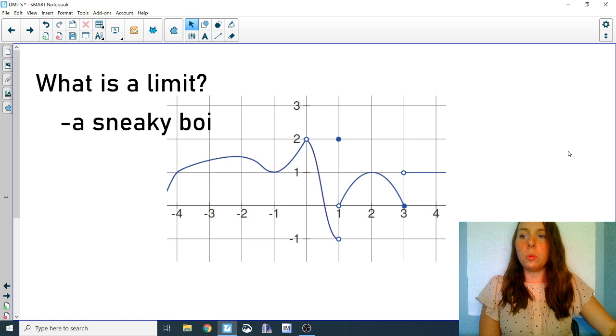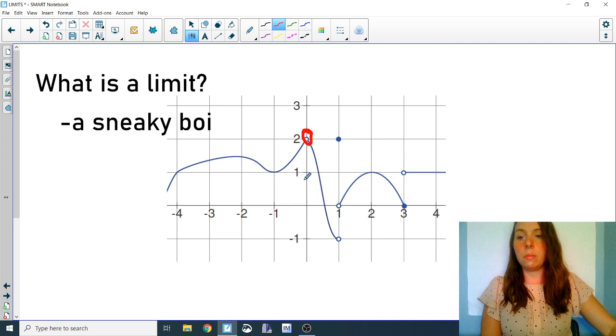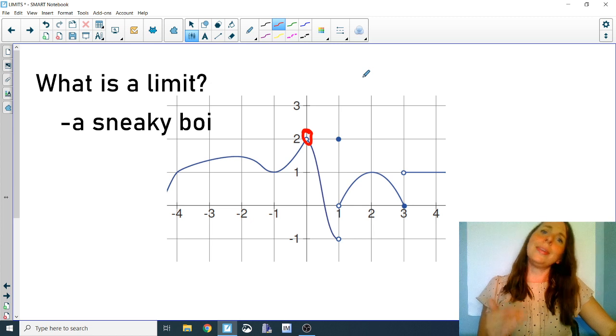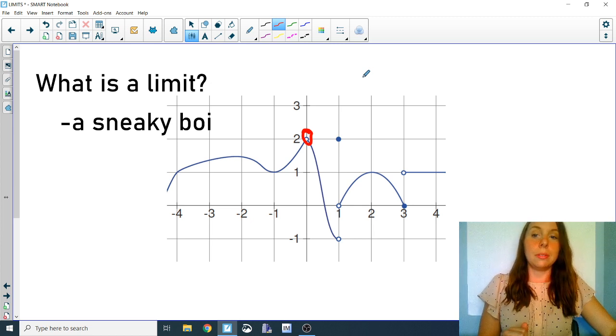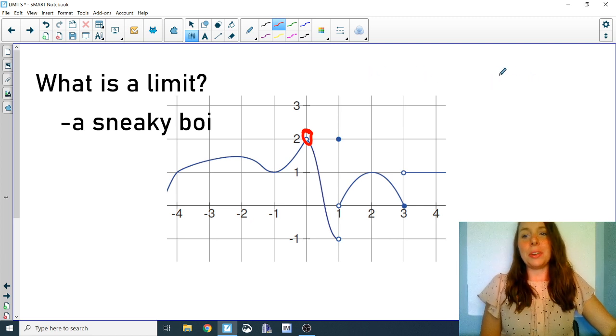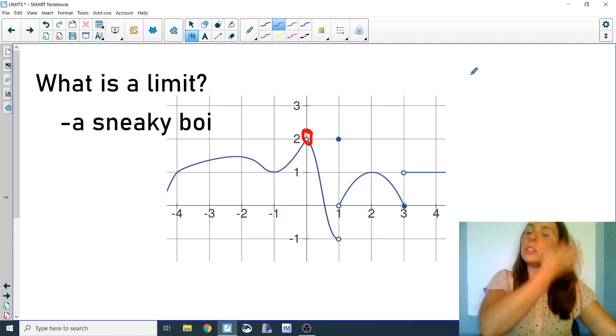Okay, this is more me. What is a limit? It is a sneaky boy. It is a sneaky mathematical thing that allows us to do things in math that we typically can't do. For example, take a look at this graph of this piecewise function. If I said, find the function value at x equals 0, there's a hole there. So you would say that f of 0, the function value at x equals 0, is undefined. It doesn't exist. And that'd be right. However, what a limit does is it sneaks in and it says, I could tell you what that is. That's 2. All right, so that's my very simple way of explaining to you what a limit is.